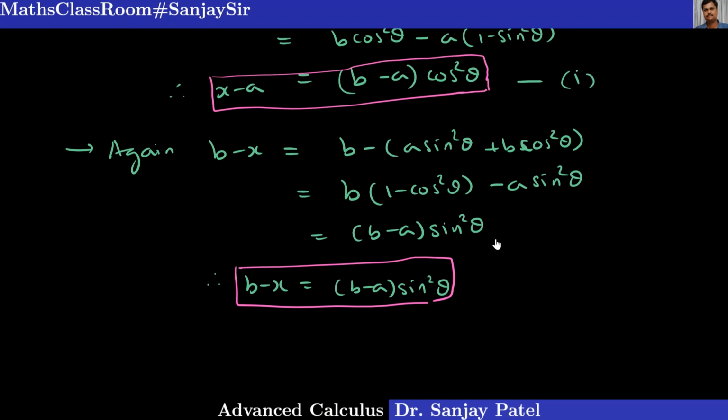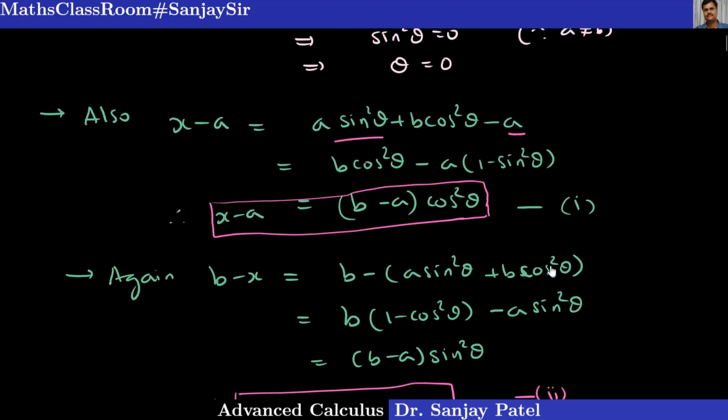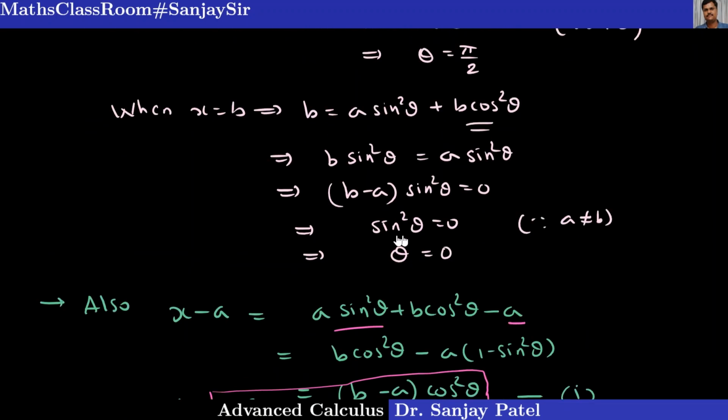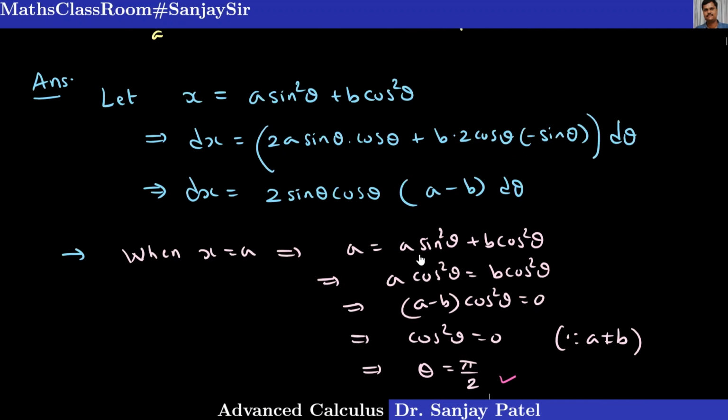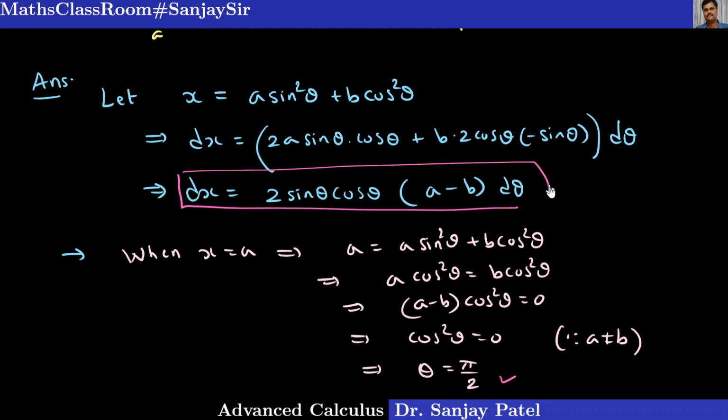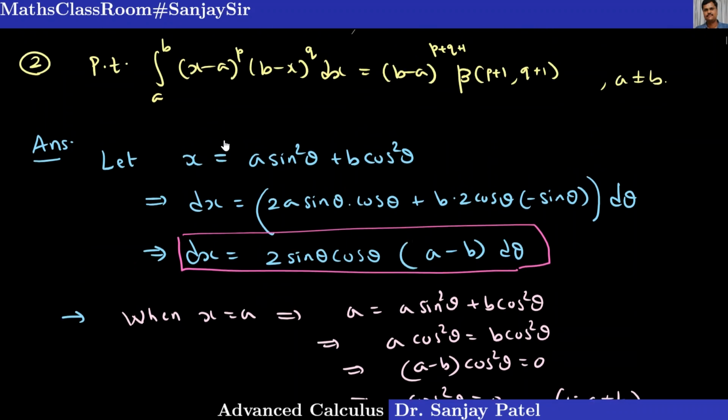Okay. This is the number 2. And we also want these limits, theta is equal to pi by 2 and 0. And finally, this dx, which is 2 sin theta cos theta into a minus b. Okay, this we can substitute in the given integral a to b, x minus a raised to p into b minus x raised to q.